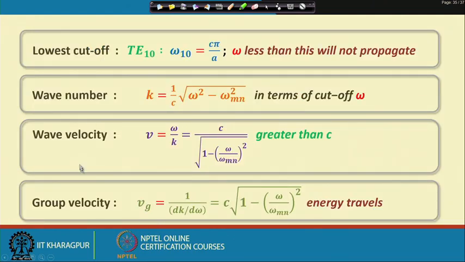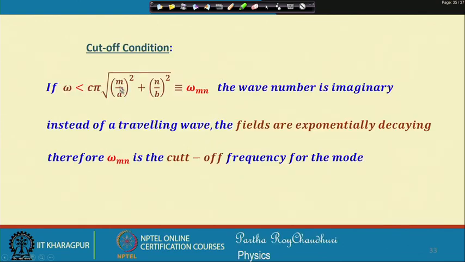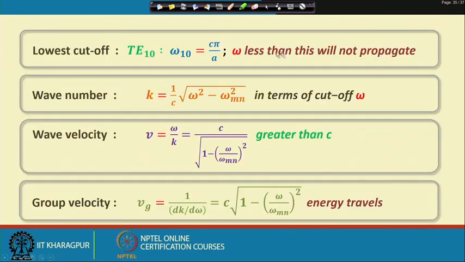Now, we have tabulated all our findings. The lowest cutoff frequency, that is for T10, can be written as this. You can find this out by putting m equal to 1 and n equal to 0. So, omega 10 is the cutoff; any frequency less than this will not propagate in the structure, and for that the wave number will be this, where you can substitute the value of m and n. So, in terms of the cutoff frequency.